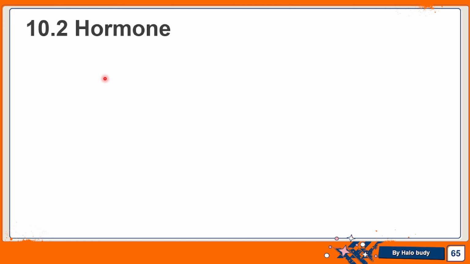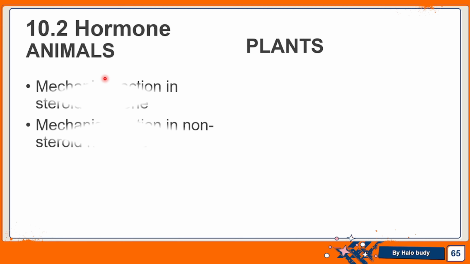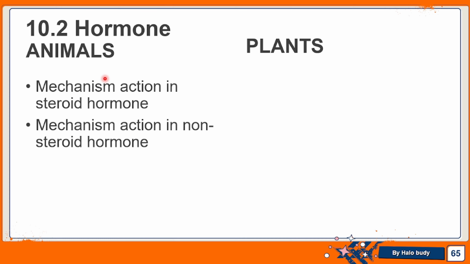Okay, next one is hormone. In hormone you also learn about animal and plant. In animal it is very simple. You only learn about the mechanism of action, steroid hormone and non-steroid hormone. So you just need to know that in animals we only have two types of hormone, one is steroid and the other is non-steroid. You learned this in semester 1, right? What is steroid? If you already forgot, please revise back in semester 1.